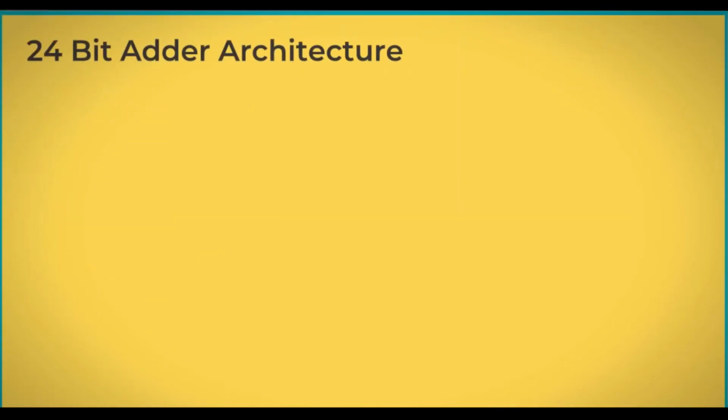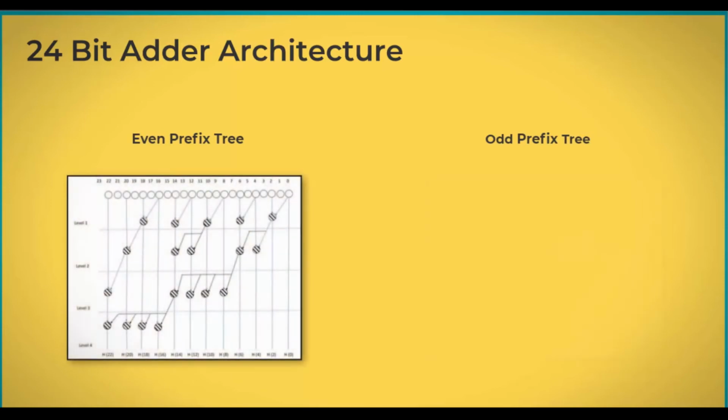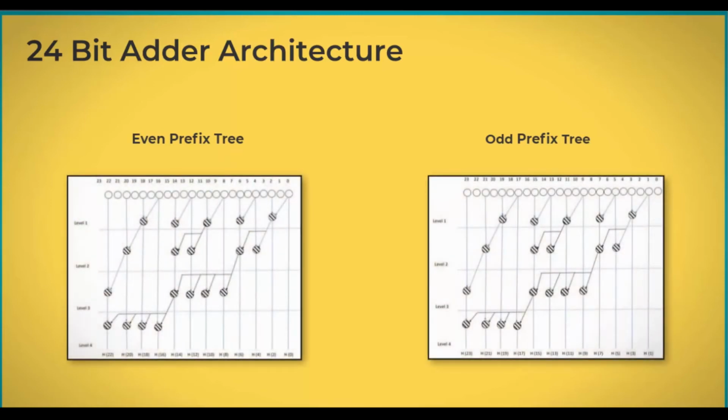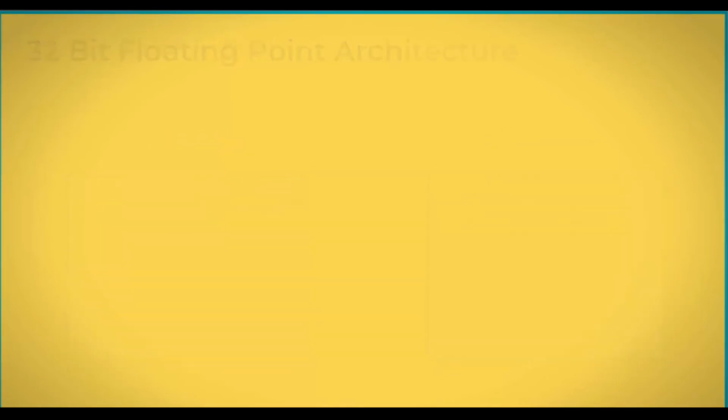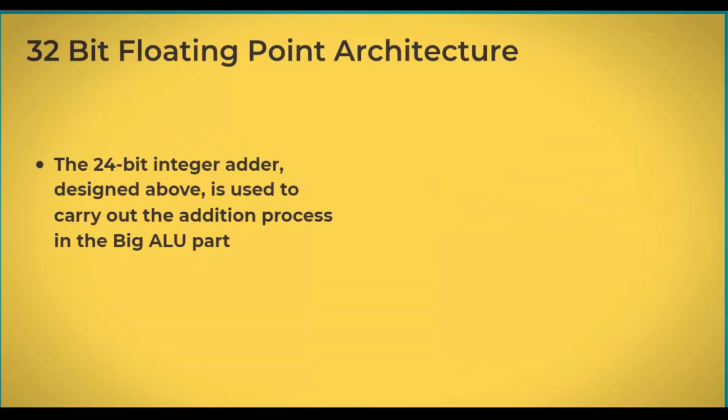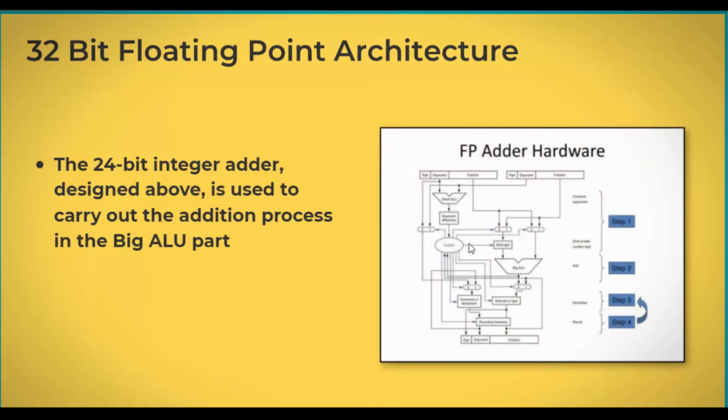Now we'll talk about the 24-bit adder architecture that we have created. We researched various adder architectures and arrived at the conclusion that a parallel prefix adder using Ling's carry equation will be suitable for a 32-bit floating point adder, which can be both high speed and low power. These odd and even prefix trees are shown on the screen and they are created as a separate entity, and a 24-bit adder is created out of this. This 24-bit integer adder design is used to carry out the addition process in the big ALU part of this FP adder hardware flowchart.